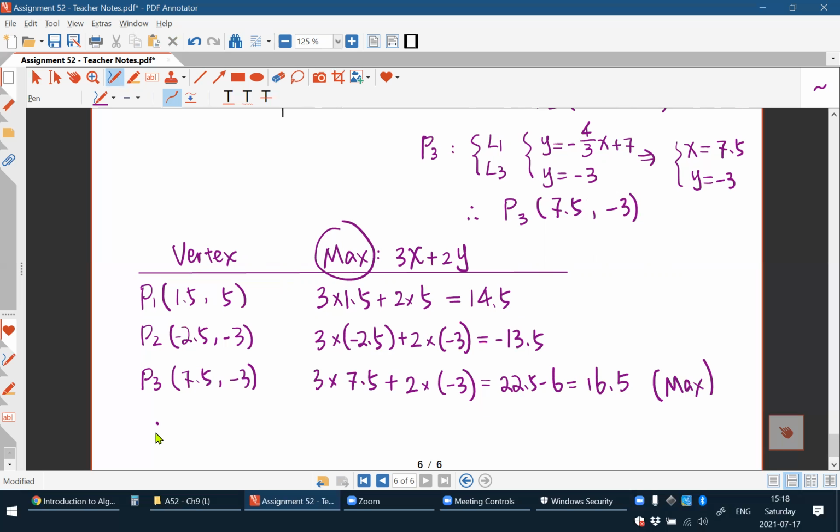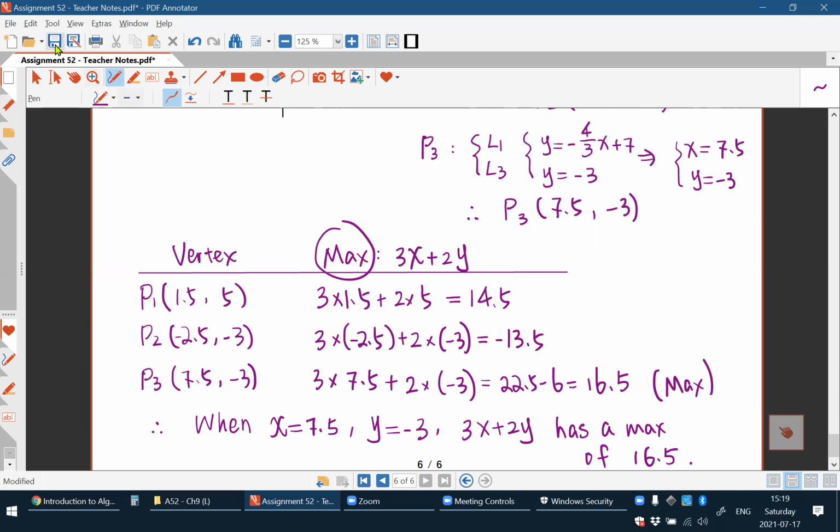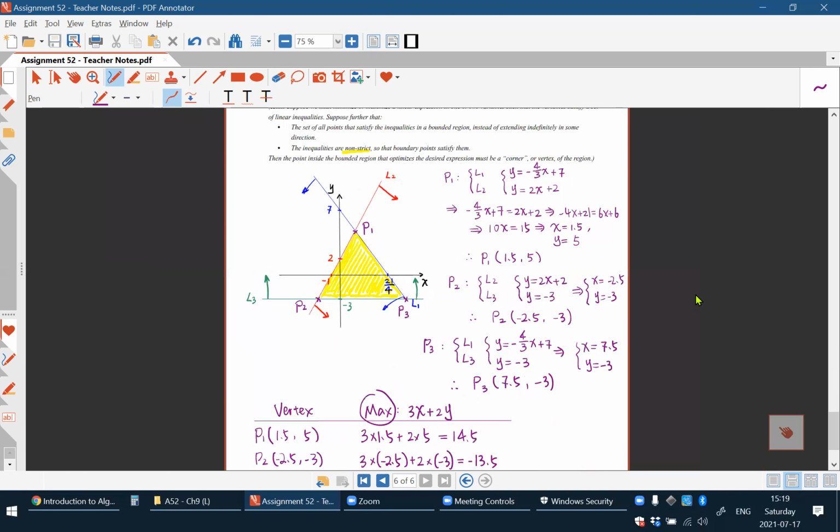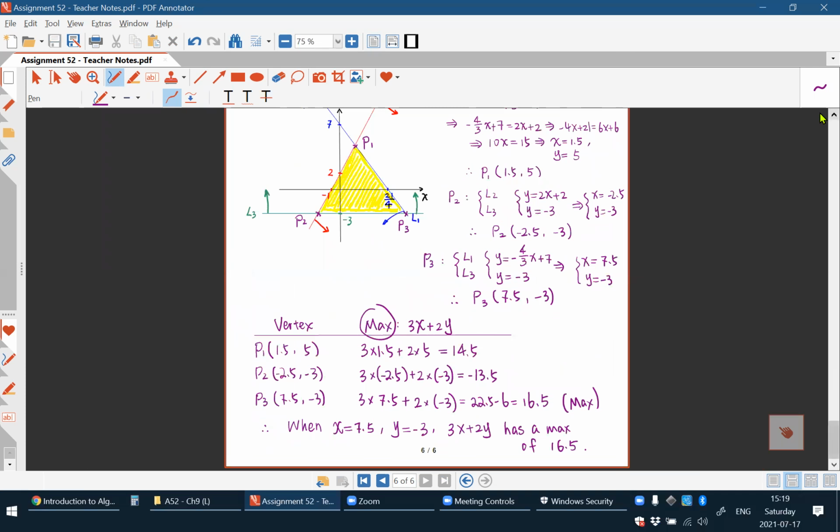So what does this mean? This means now you can make the conclusion. When x is 7.5, y is minus 3, 3x plus 2y has a maximum of 16.5, okay? And this is the whole process, how we can find the optimized value. So pay attention here. The question here can also ask you to find the minimum value, okay? Pay attention whether it's a maximum value or a minimum value.